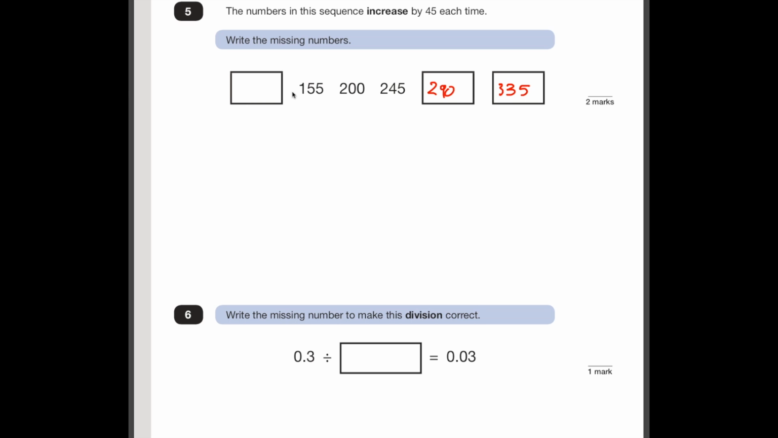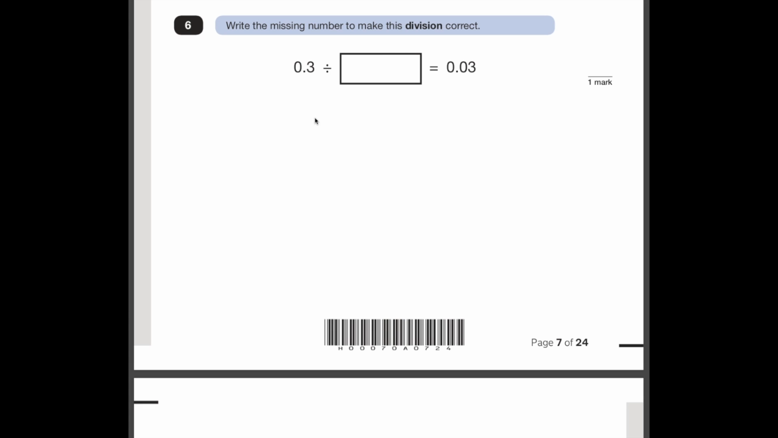Now this one, obviously we can't add 45 onto something we don't know what it was previously, so we have to go to 155 and subtract 45. In this case, the answer would be 110. Number 6, write the missing number to make the division correct. Now this one is just testing your knowledge of multiplying and dividing by 10, 100 and 1,000.